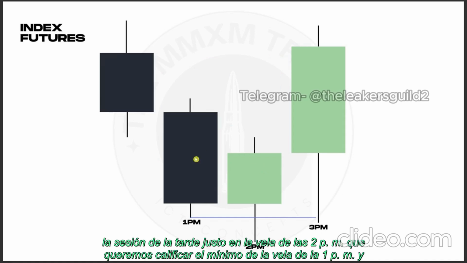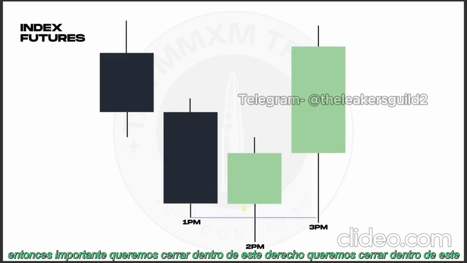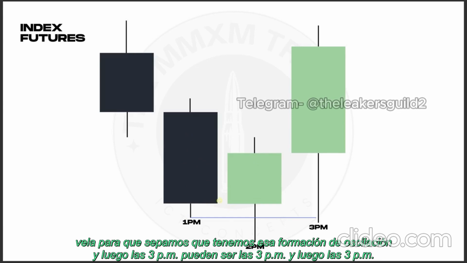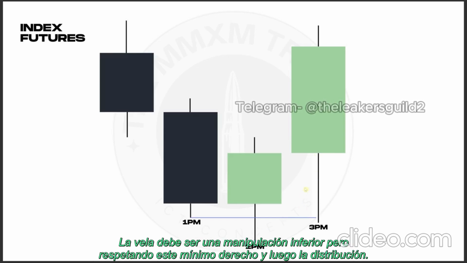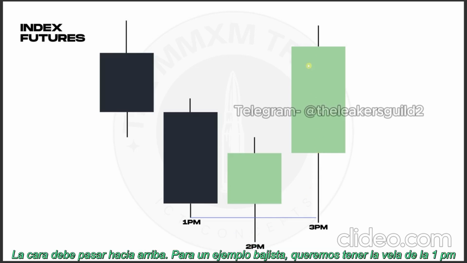Now for the PM session, right, the 2 p.m. candle, we want to be raiding that 1 p.m. candle's low, and then important, we want to close inside of this one, right? We want to close inside of this candle, so we know we have that swing formation, and then the 3 p.m. candle should be a manipulation lower, but respecting this low, right? And then the distribution phase should happen upwards.